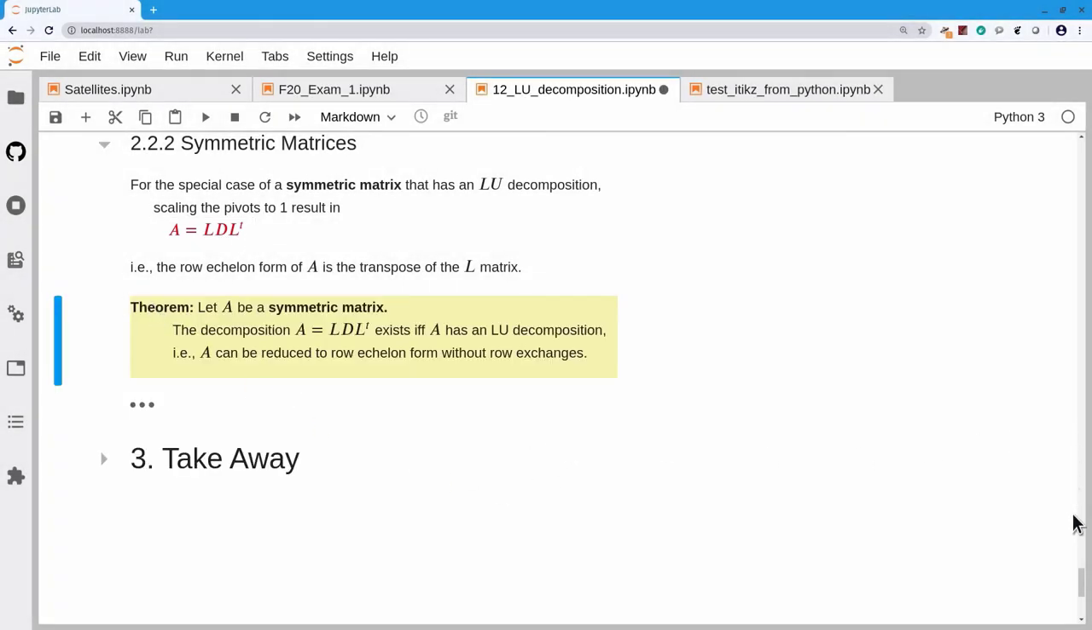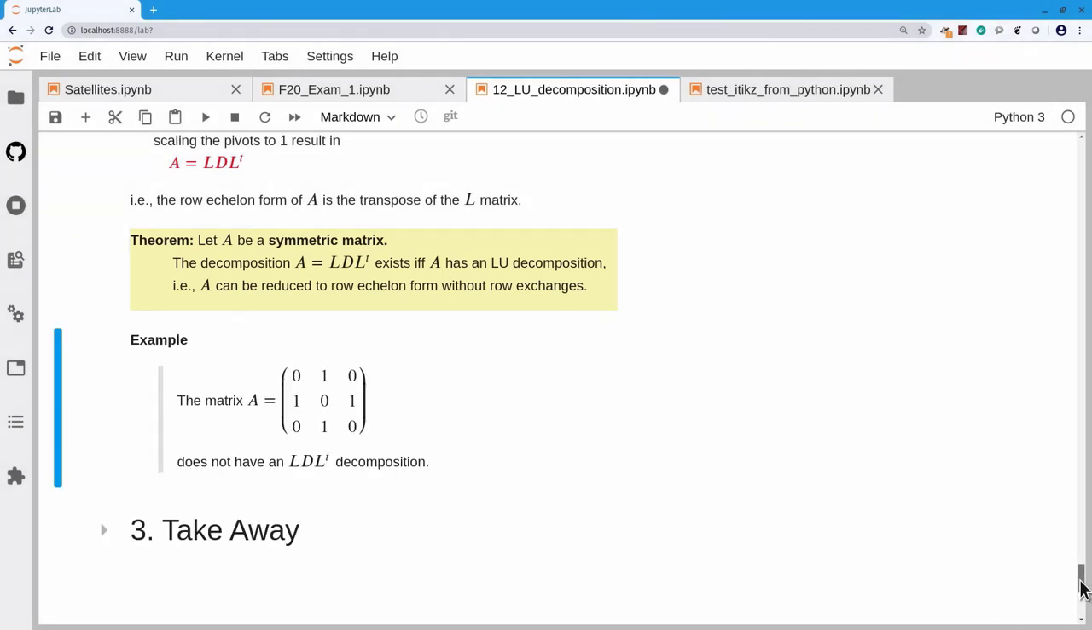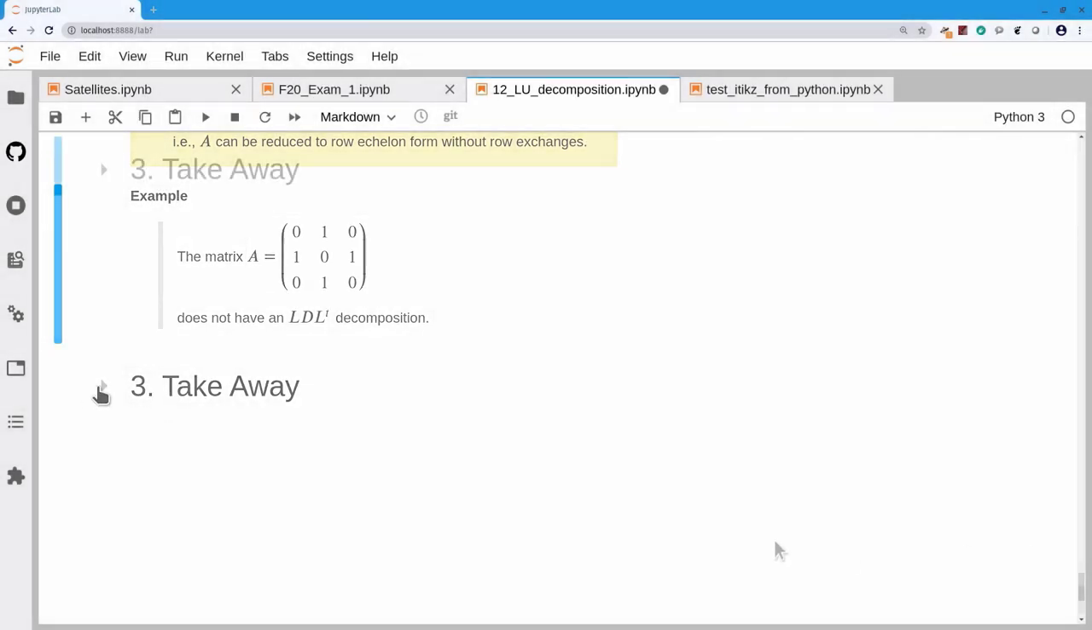Now, this is worth writing as a theorem. So let A be a symmetric matrix. And what happens is A = LDL^T exists if and only if A has an LU decomposition. That is, if and only if A can be reduced to row echelon form without row exchanges. If you have to do a row exchange, there's no way of writing that matrix A in this form. So, for example, a very simple matrix where you can't do it is the matrix here, 0, 1, 0, 1, 0, 1, 0, 1, 0. No matter what you try, you can't put it in that form. You need to do a row exchange to get this matrix into row echelon form.